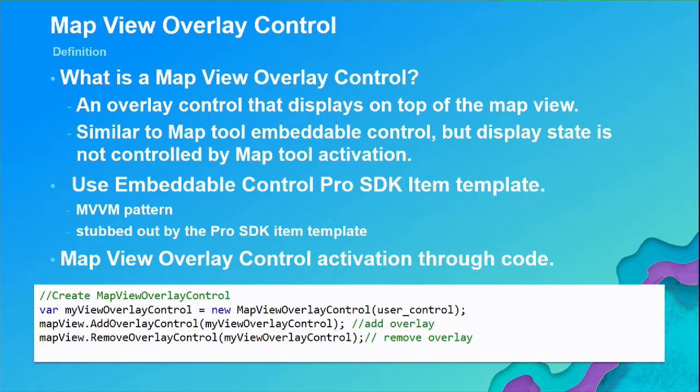So the first thing you do is you create your map view overlay control by using its constructor. You pass in the user control as a parameter, and then the map view has the add overlay control method, and you use this method to display the overlay control, and the remove overlay control method will obviously remove the control from your map view.